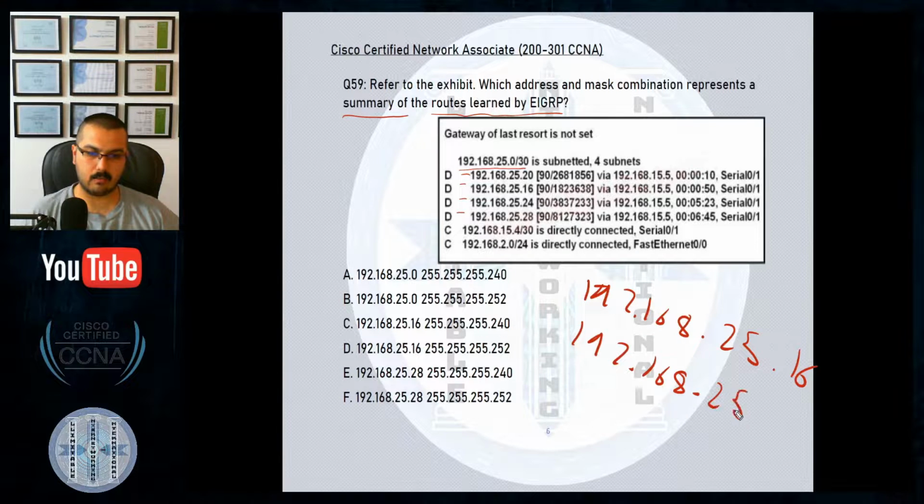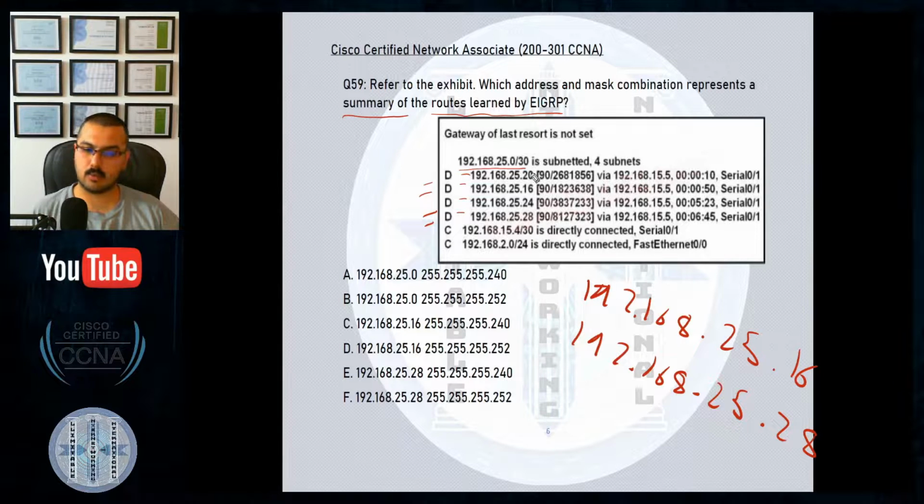192.168.25.28. What we need is one subnet that replaces those 4, and inside that subnet and its mask, the amount of IP addresses is enough for those 4, so it can replace those 4 and represent the same amount of addresses.